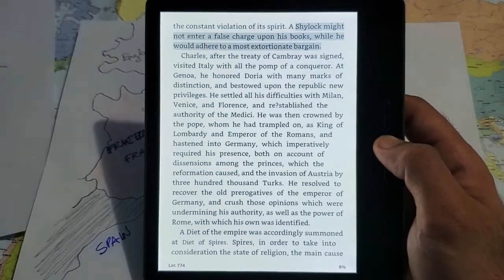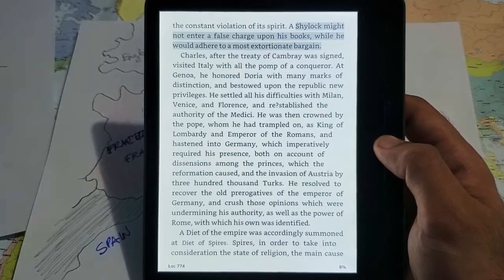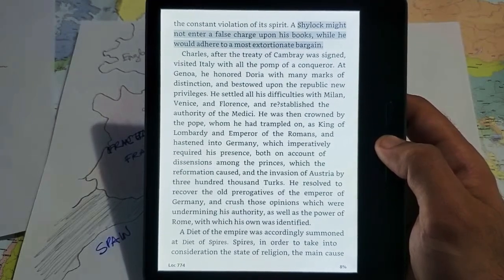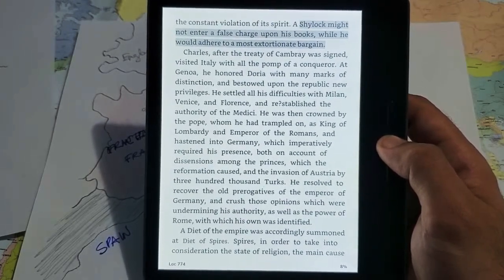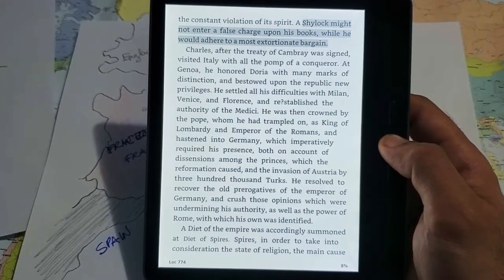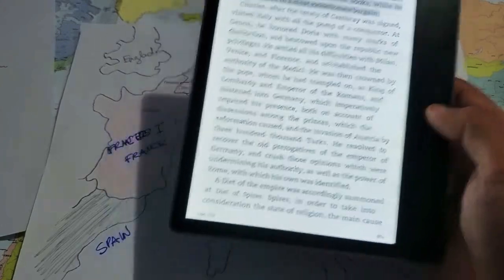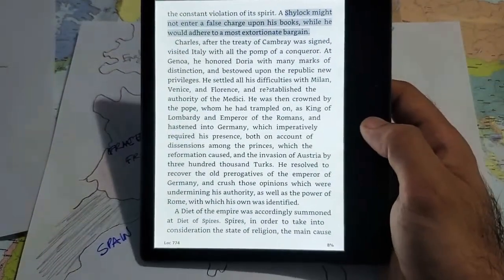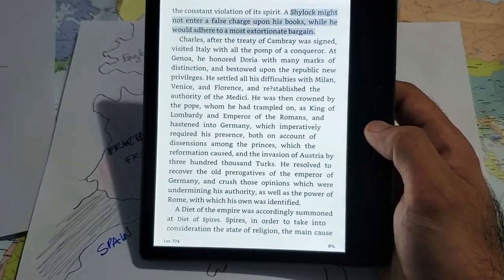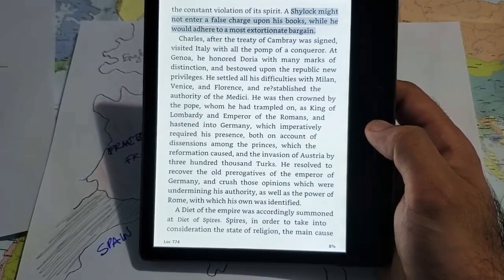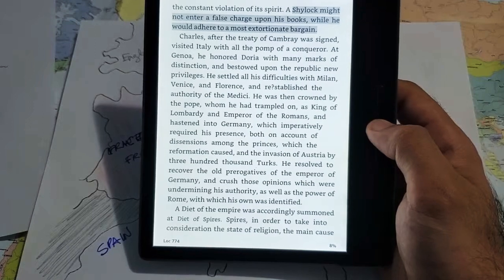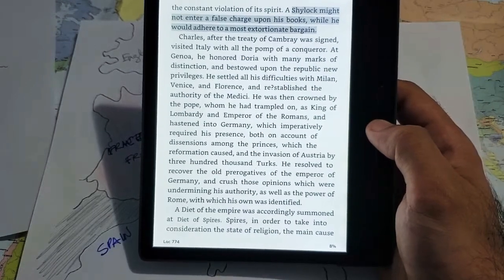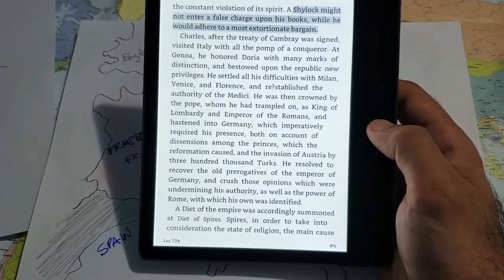Charles, after the Treaty of Cambrai was signed, visited Italy with all the pomp of a conqueror. At Genoa, he honored Doria with many marks of distinction, and bestowed upon the Republic new privileges. Oh, Genoa is in northern Italy, about there. He settled all his difficulties with Milan, Venice, and Florence, and re-established the authority of the Medici. That's the powerful family that controlled Italy.